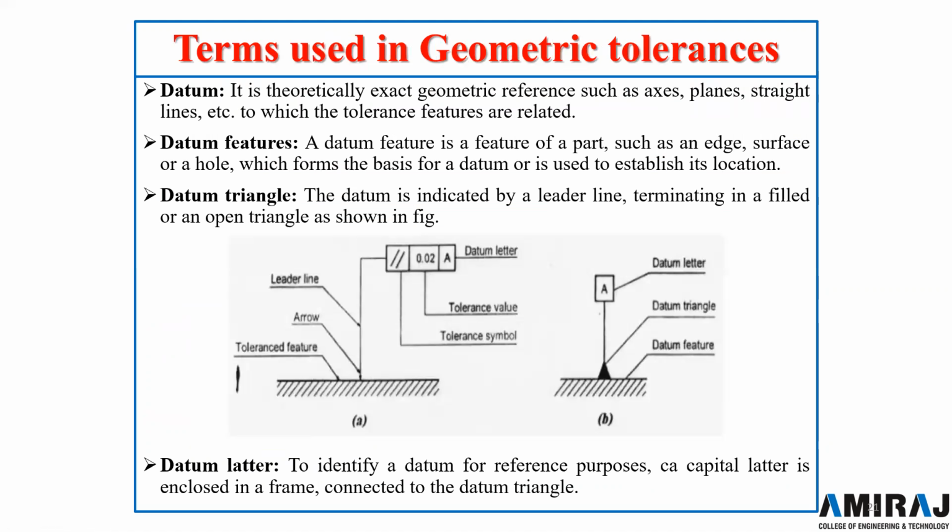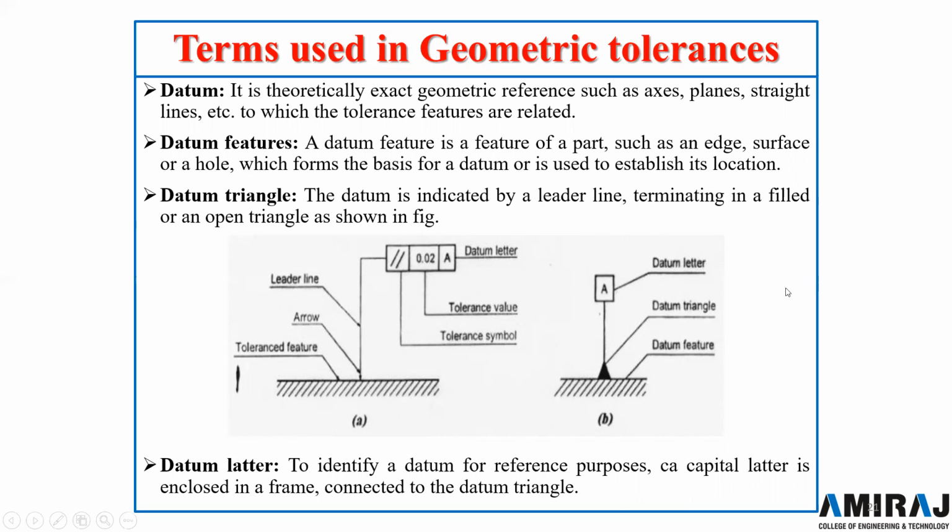Now we will see the terms used in the geometric tolerance. The first term is the datum. Datum is a theoretically exact geometric reference such as an axis or a plane or a straight line to which the tolerance features are related. Suppose we want to measure any component, we require a datum. It can be any axis, it can be a plane, or it can be a straight line, to which we will measure the component dimensions.